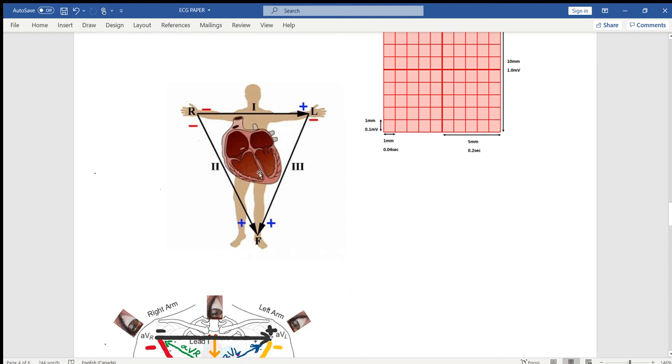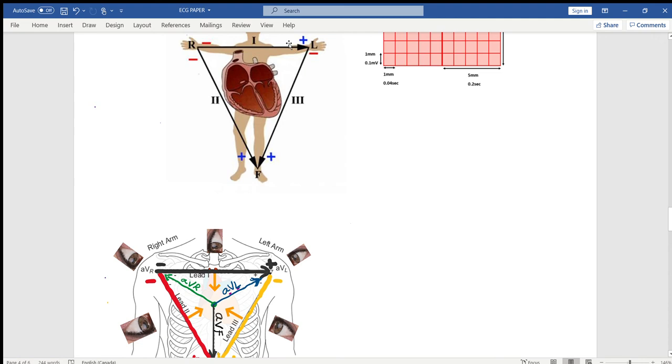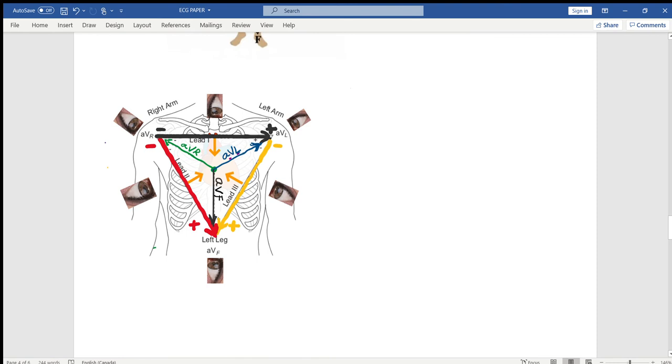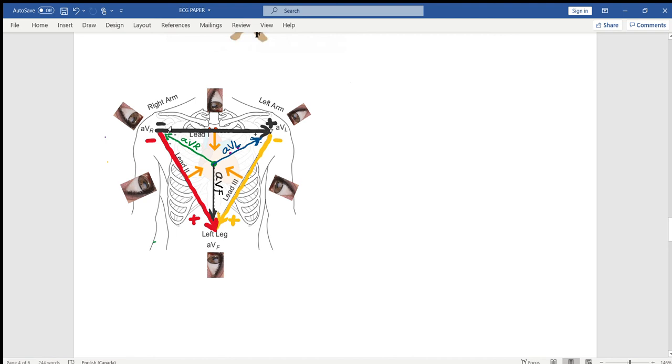And if you combine these three, it is going to form an Einthoven triangle. This is your Einthoven triangle. At the same time, you will see over here, this is your lead number one, black. And this red one is your lead number two, as I've described. And this orange one is your lead number three. These are looking at the heart from this direction, from this direction.